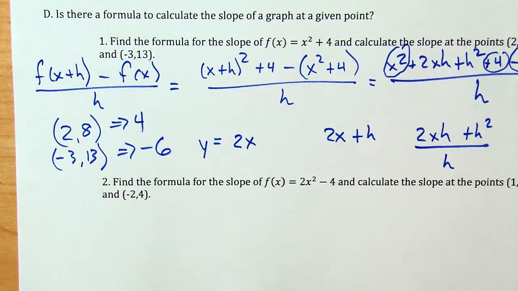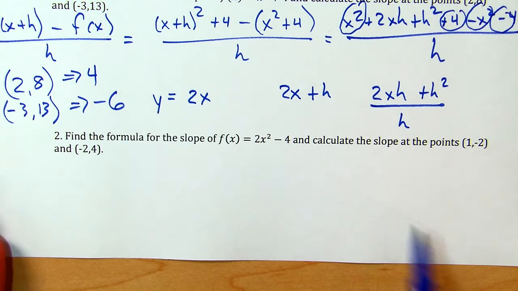All right, pause the video, see if you can find the in-general slope formula for the last one, and then find the slope at the 2 points. Work it out, and then I'll work through it right now, and you can check your answer when you're done.